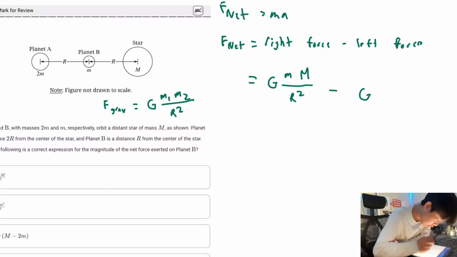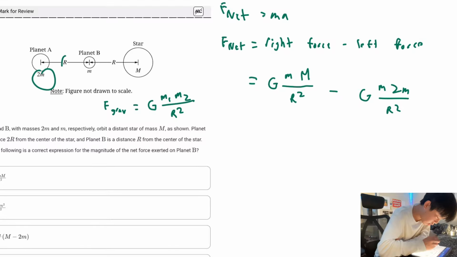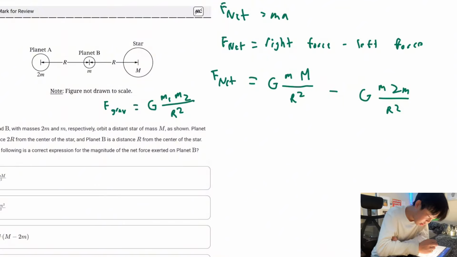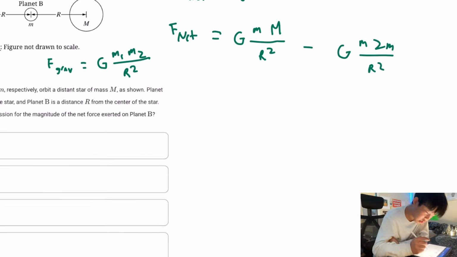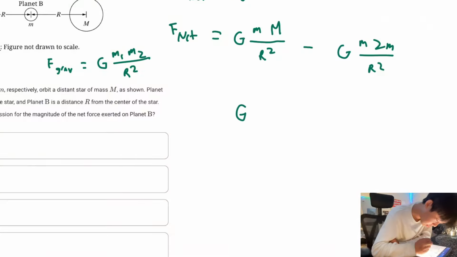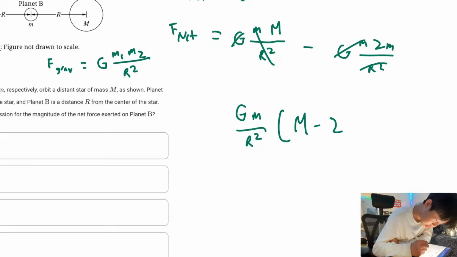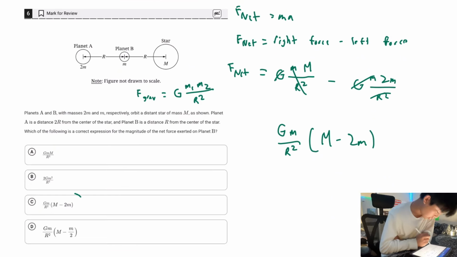The left force is G m 2m over r squared. Where did I get the 2m from? It's that. Where did I get the r squared from? It's that. So this is our answer, F net, but it's not simplified. You see how all these answers are simplified? What we need to do is distribute the G, the m, and the r squared. So what do we get? G and the r's cancel out, we get m, minus G and the r squared cancel out, minus 2m. That is our answer. What is the answer? This one.